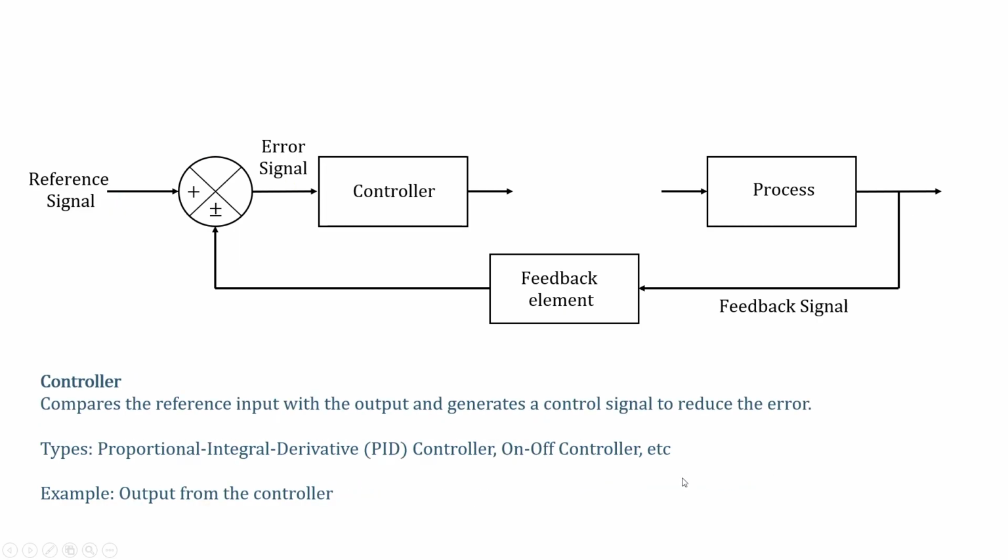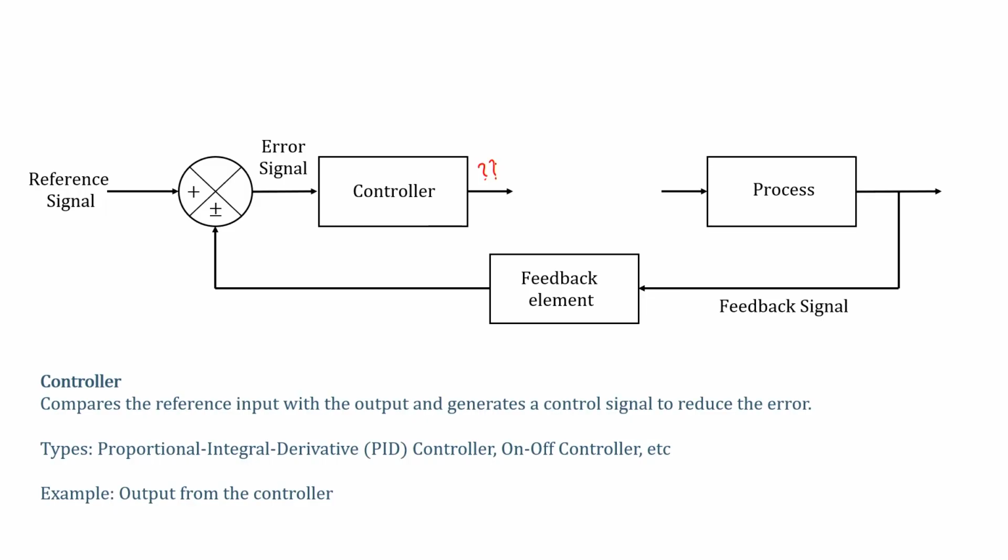Next comes the controller. Now what is the work of the controller? The controller will take the error signal as input, and then it will give something as output. Now what is that something? So the controller compares the reference input or the reference signal with the output and generates a control signal to reduce the error. It will try to bring down the error.